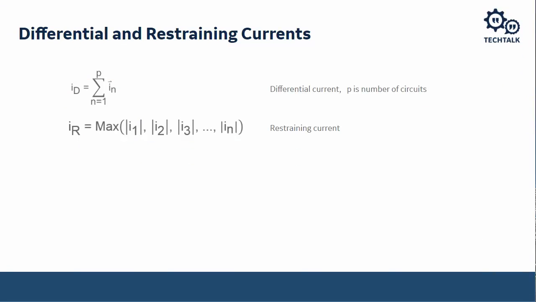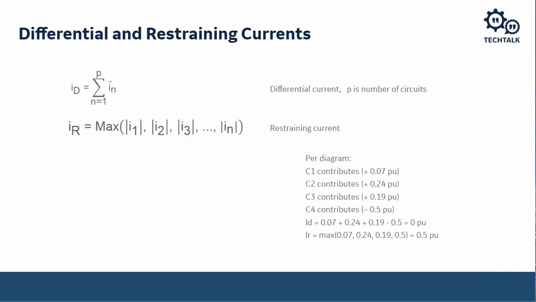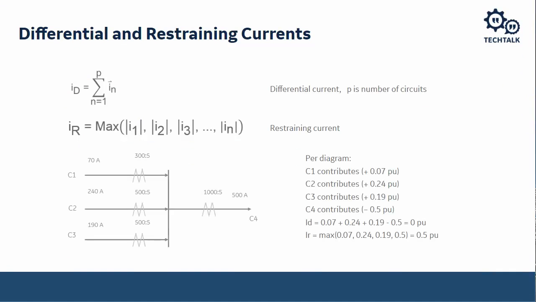How does this actually work? We have this diagram, a simple circuit with 4 elements going into this bus, C1, C2, C3, and C4. The relay uses per unit to calculate this, so we normalize everything. Since it's in per unit, we need a base quantity. The relay will use the maximum CT ratio from each of the inputs. In this case, it's 1,000 of 5, so 1,000 is our base quantity.